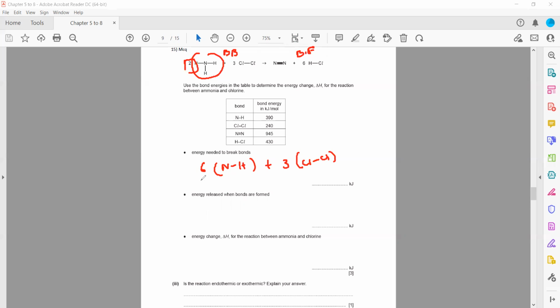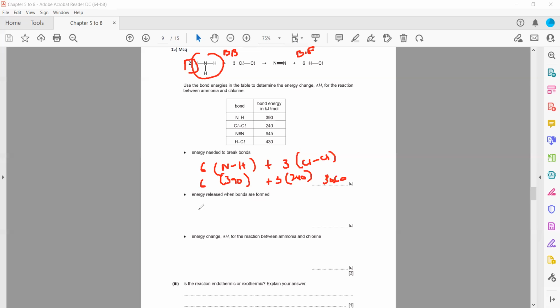And we have to substitute here. So 6 times 390 plus 3 times chlorine 240. That will give us the bond breaking energy on the reactant side, which comes out as 3060.